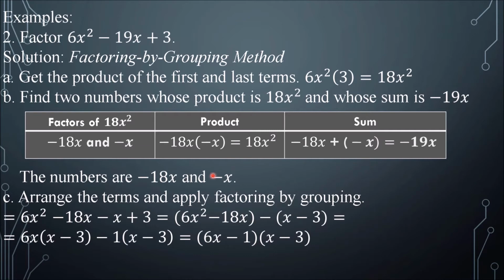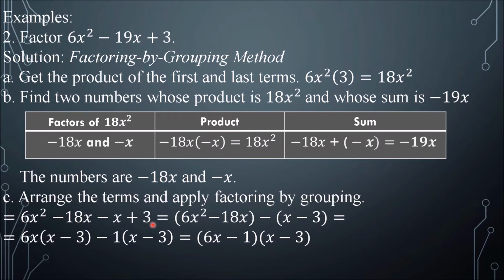Now, we will use this in factoring by grouping. So, arrange the terms and apply factoring by grouping. The original trinomial is equal to 6x squared minus 18x minus x plus 3. So, we split negative 19x into negative 18x minus x, which came actually from this.